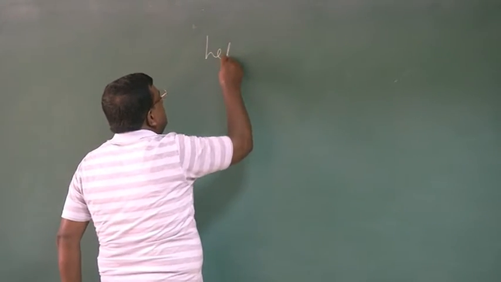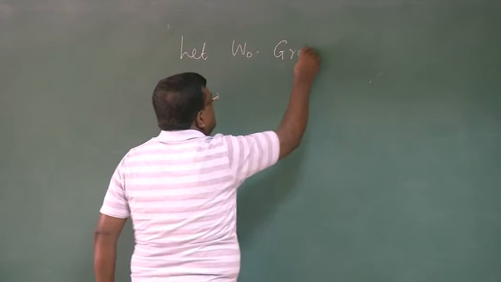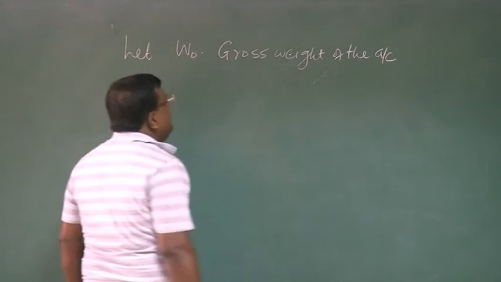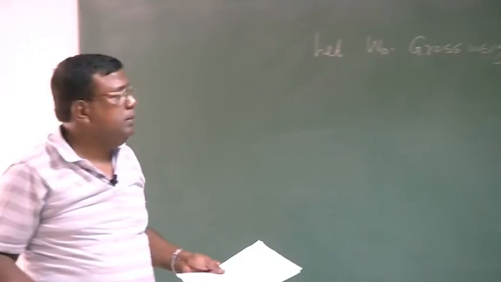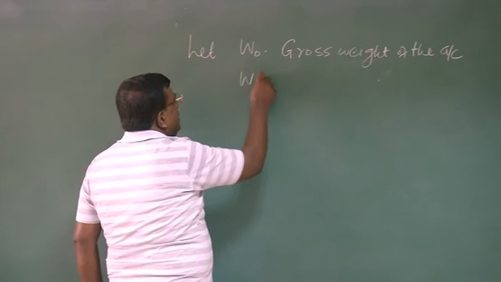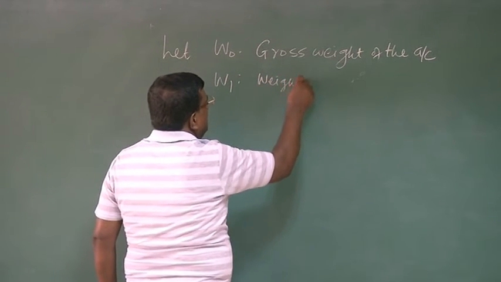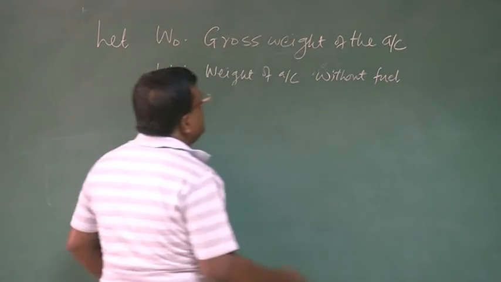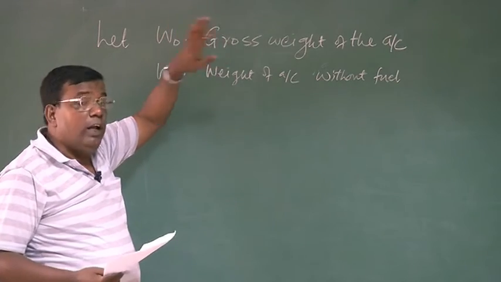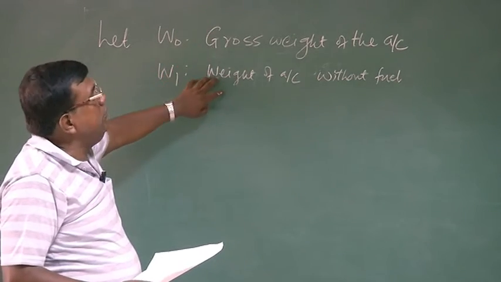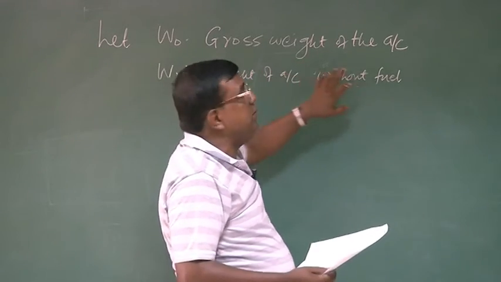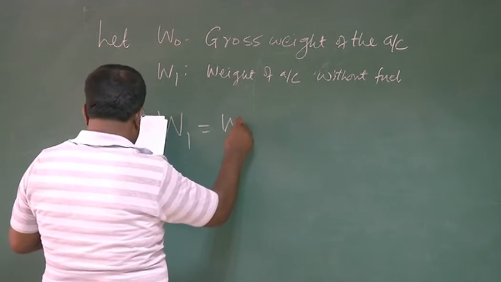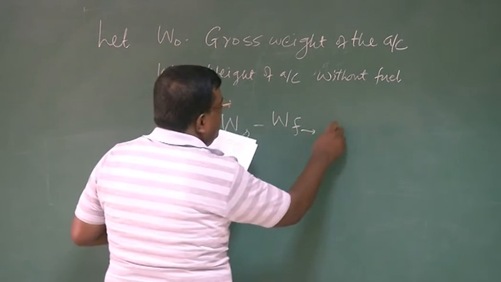Let us say W0 is the gross weight of the airplane or the aircraft. That means it has structure weight, payload, fuel, everything, right? And let W1 be the weight of the aircraft without fuel. Please understand, in the gross weight, the payload weight, structure weight, fuel weight, everything is included. In W1, structure weight, payload weight, any other weight is included except the fuel weight, right? So I can write W1 is equal to W0 minus Wf, where Wf means fuel weight.